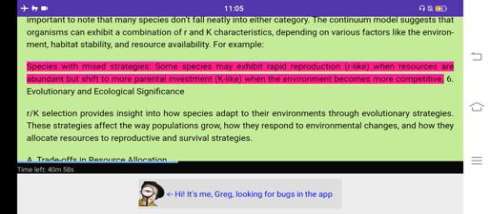For example, species with mixed strategies. Some species may exhibit rapid reproduction, R-like, when resources are abundant but shift to more parental investment, K-like, when the environment becomes more competitive.